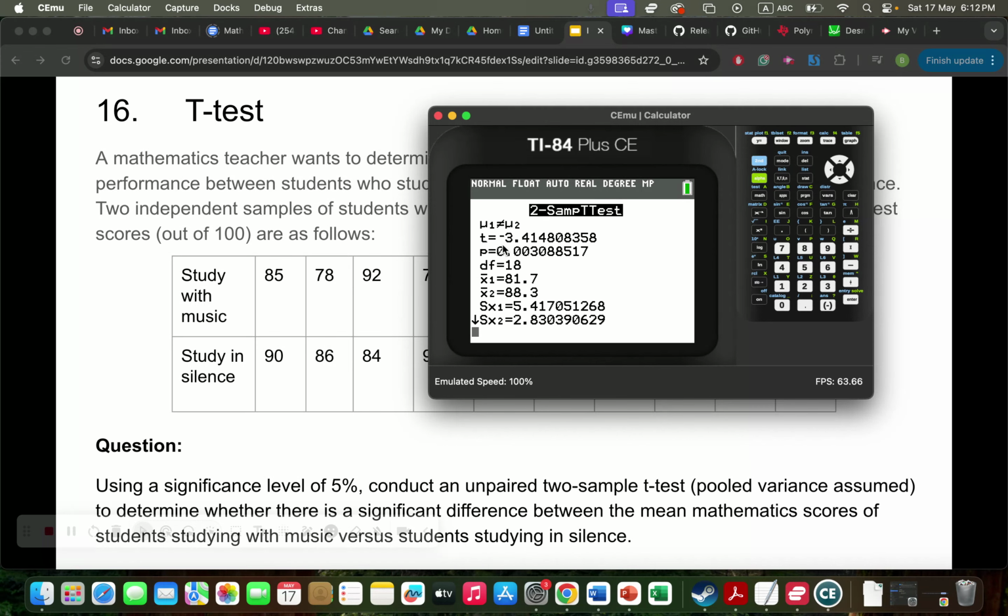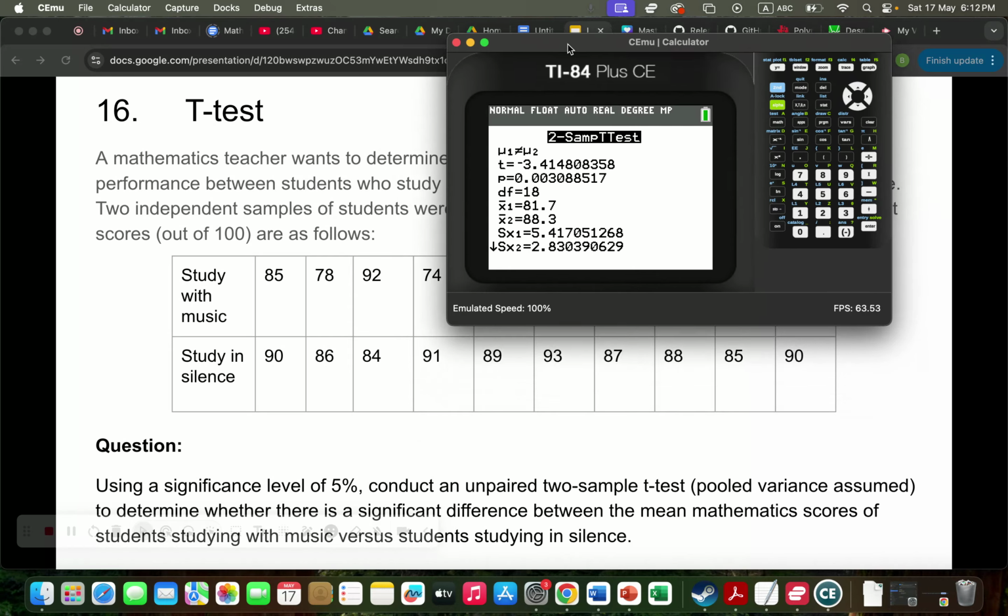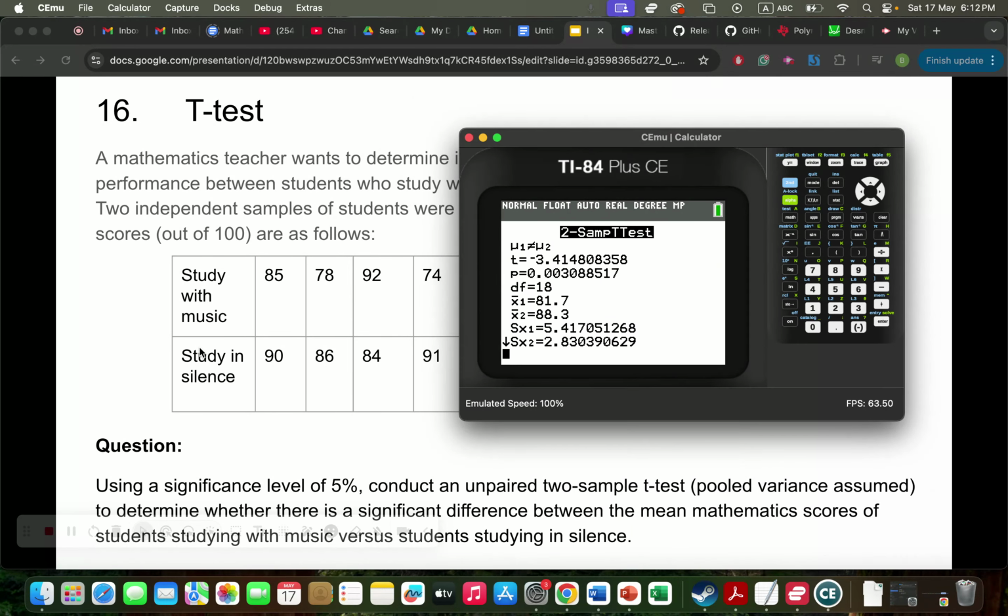Now again, the p-value is the one that I'm interested in because I'm always going to compare this to the significance level. It's 0.003. Now obviously this is less than 0.05. So if it's less than 0.05, it means that you're going to reject the null hypothesis. If we're going to reject the null hypothesis, it means that we are going to accept the alternative hypothesis, which means that there will be a difference between the mean score of this subject when you study with music and when you study in silence.